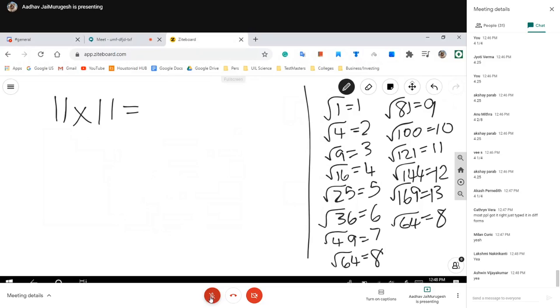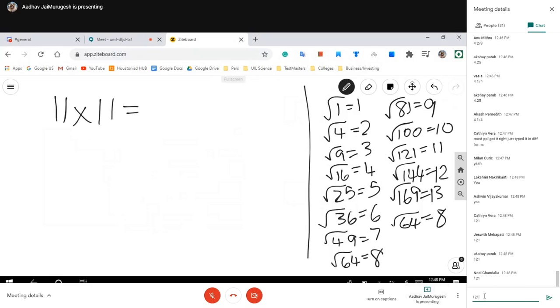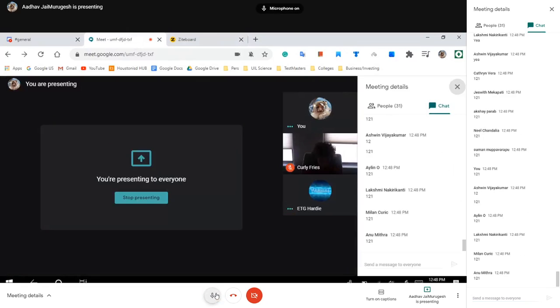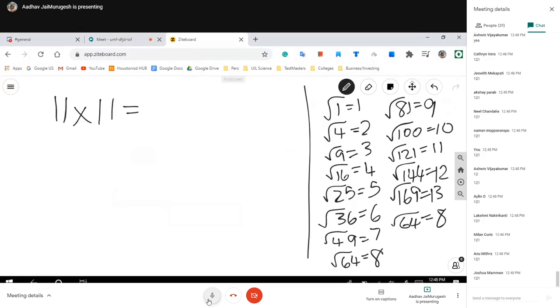This is fairly easy. You don't even have to do anything, it's just too easy. A lot of people just type in the answer. The answer is going to be 121, but let's see how to do it as per this trick.